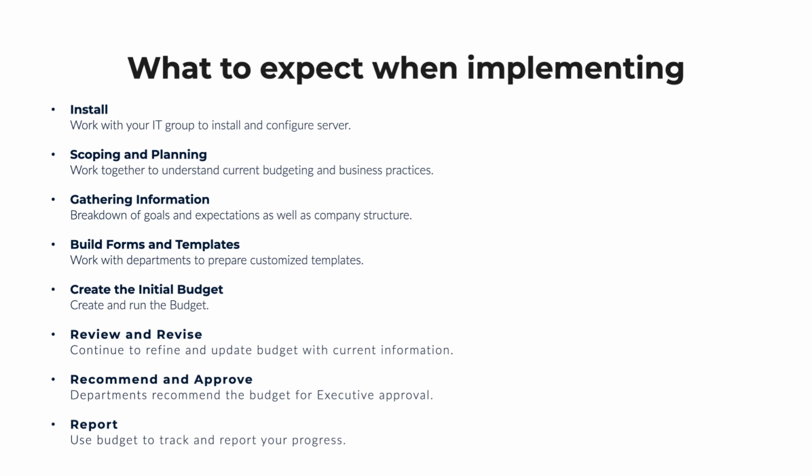Following that step, there's a recommend and approval process. Recommendations are made by the individual departments, and what they determine is their best guess at what's going to happen. And then approval is done at the executive level as they review their financial statements, their budgeted financial statements.